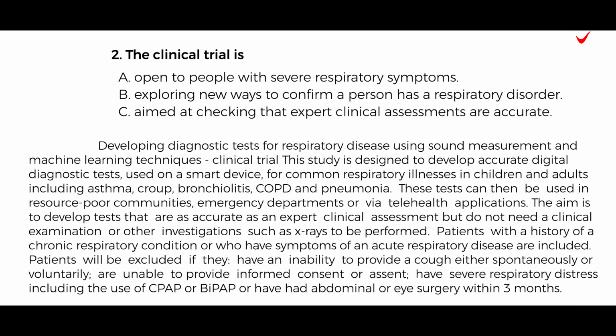So now let's move on to option B, where it says the clinical trial is exploring new ways to confirm a person has a respiratory disorder. So what does it mean?